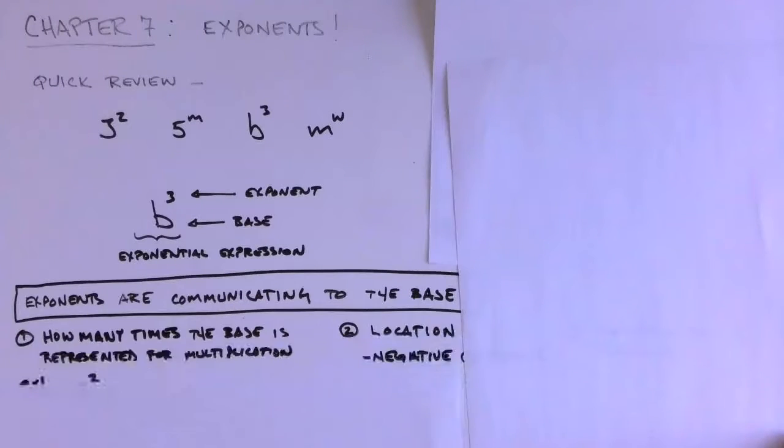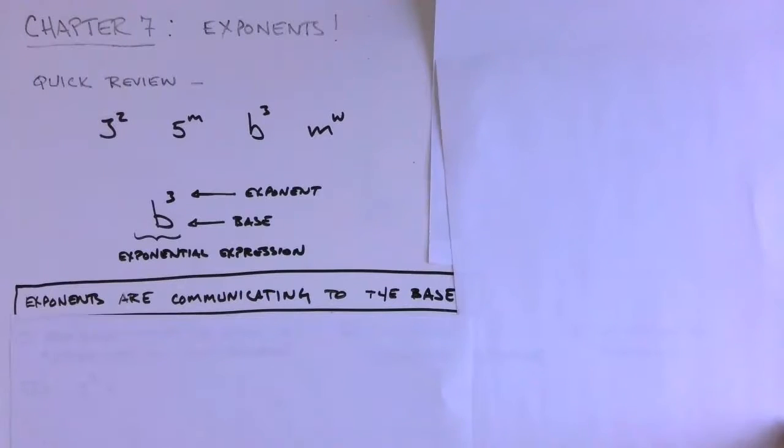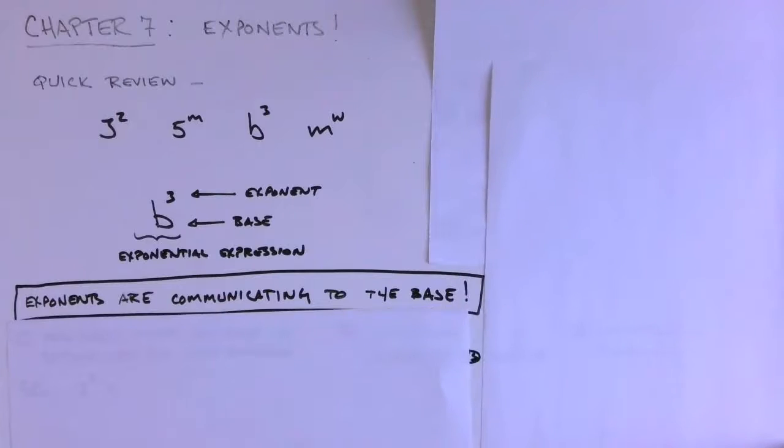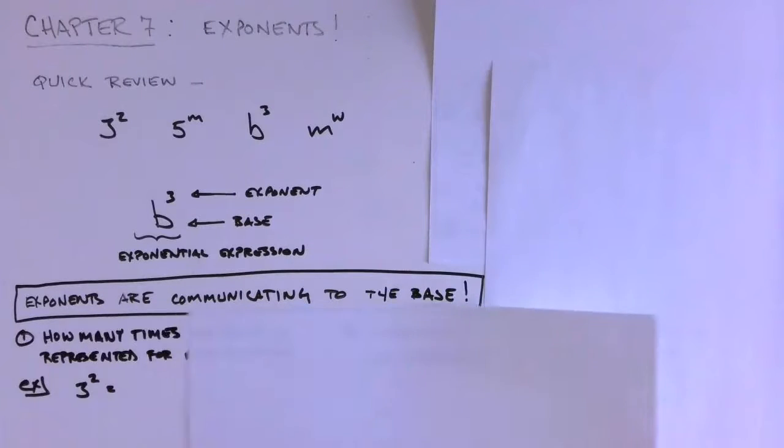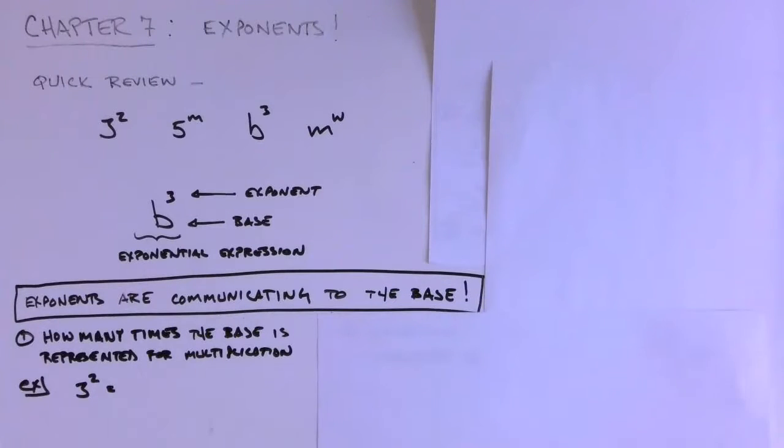It's really important to know that when you get to exponential expressions, the exponent is communicating to the base. It's always telling it a message. And in this chapter, you're going to see the variation of those messages. But for the most part, an exponent is communicating primarily one thing, and this is what you would have seen in prior classes. That thing it's communicating is how many times the base is represented for multiplication. Now, that exponent needs to be a number in order to do that. If it was a variable, you can't do that.